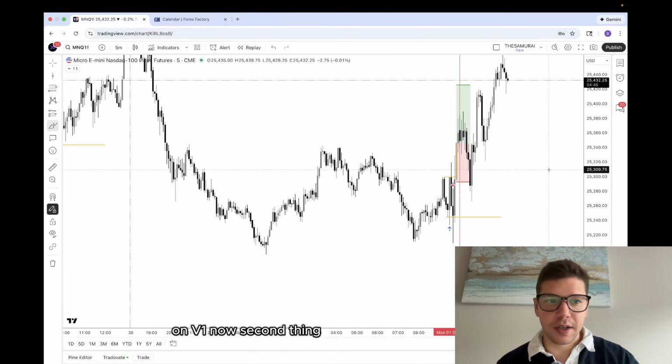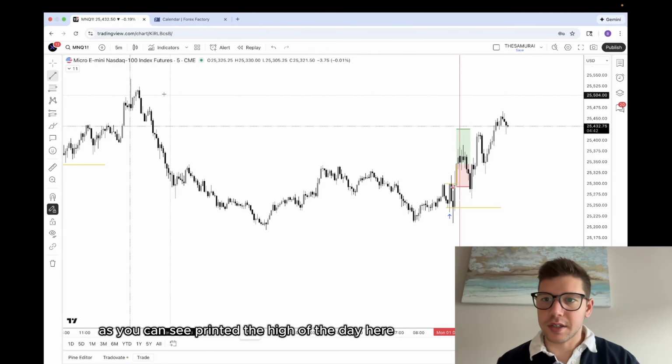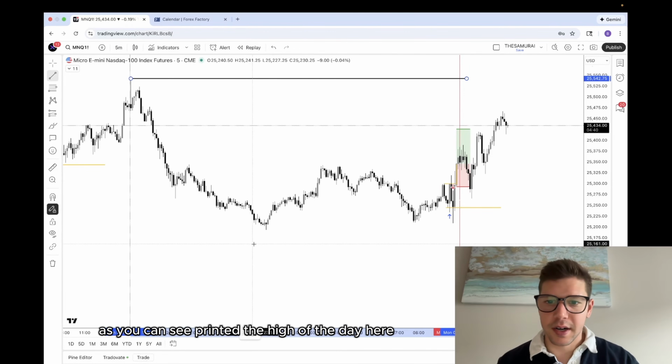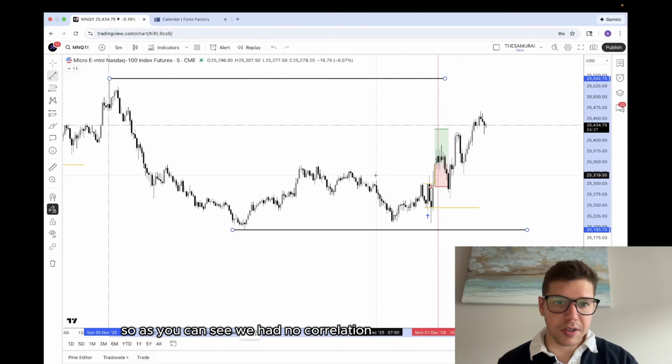Now, second thing, the overnight session here printed the high of the day here and the low of the day here. As you can see, we had no correlation or no manipulation or break at the high or low of the day.